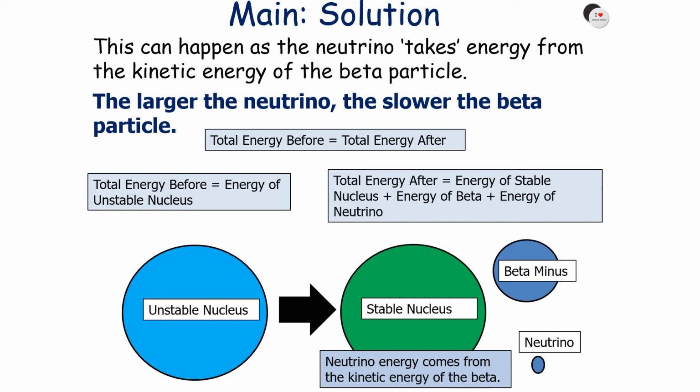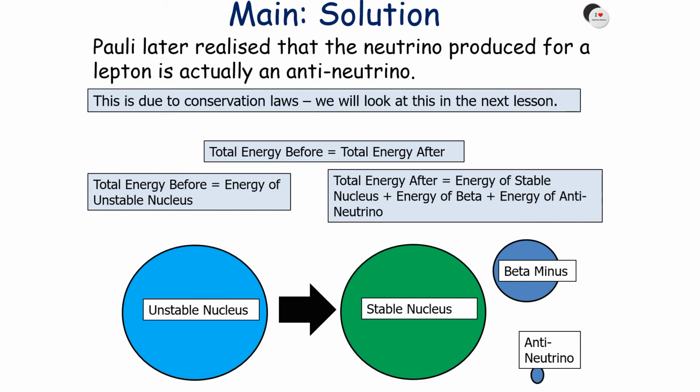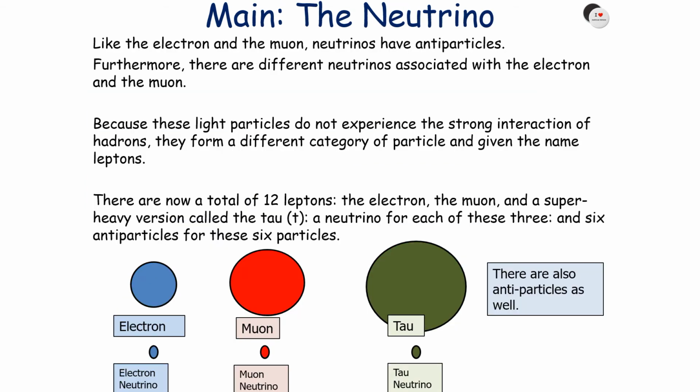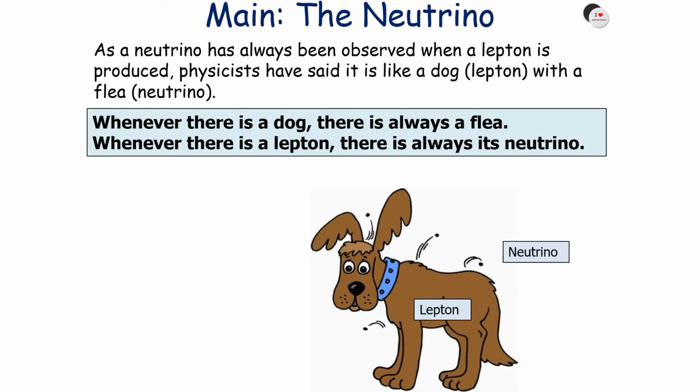So this allowed for the conservation of energy, but Pauli also realized that the neutrino produced with a lepton is actually an anti-neutrino, to conserve something called the lepton number. Now, the neutrino is associated with another type of particle, the lepton, and there are three different neutrinos associated with the three different types. So you've got an electron and an electron neutrino, a muon and a muon neutrino, and a tau and a tau neutrino. A neutrino has always been observed when a lepton is produced. So physicists have said that the lepton is like the dog, and the neutrino is like the flea. So whenever there's a dog, there's always a flea. Whenever there's a lepton, there's always a neutrino.